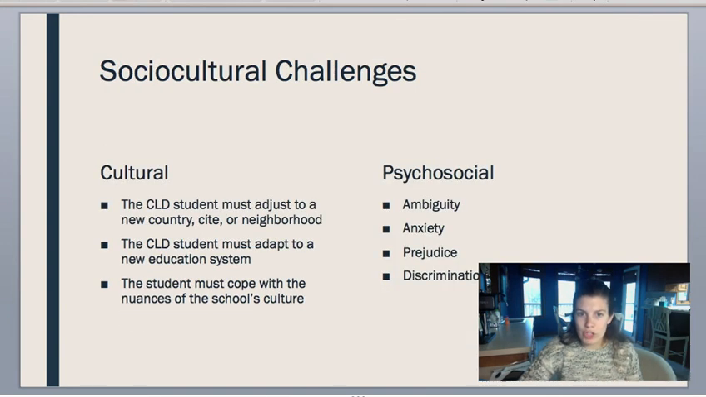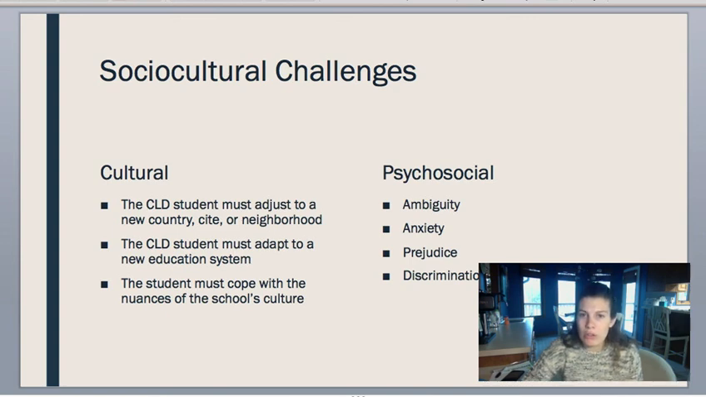There are some sociocultural challenges that these students face. The cultural component is that the CLD student must adjust to a new country, a site, or a neighborhood. The CLD student must adapt to a new education system, and the student must cope with the nuances of a school culture. There are also some psychosocial elements and challenges. This dimension encompasses the complex social and cultural factors and variables that are critical to the transitional adjustments and the academic successes of the CLD student.